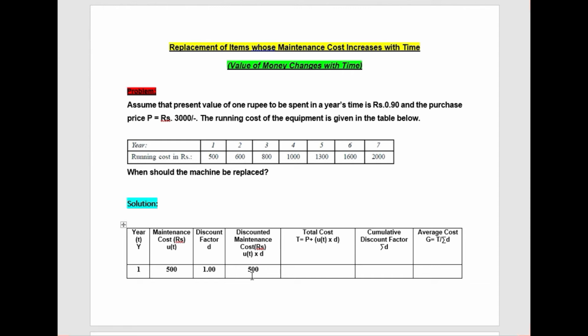So this 3000 plus this 500 becomes 3500. This is the first year, so the cumulative discount factor stays the same, and the average cost equals total cost divided by the cumulative discount factor. So this becomes 3500.